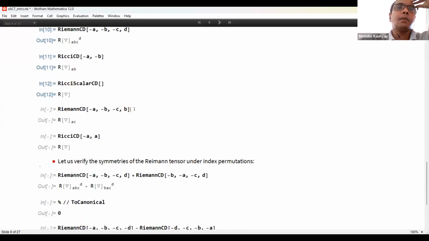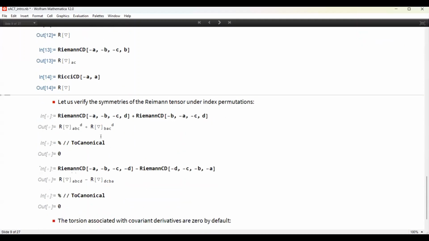And you see, we do get the Ricci tensor from the Riemann tensor by contracting 2 of the indices. For example, if you contract the second index and the fourth index, this is down, this is up, we get the Ricci tensor. And similarly, the Ricci scalar is obtained from the Ricci tensor by contracting the indices. That's what it gives. There is one question.